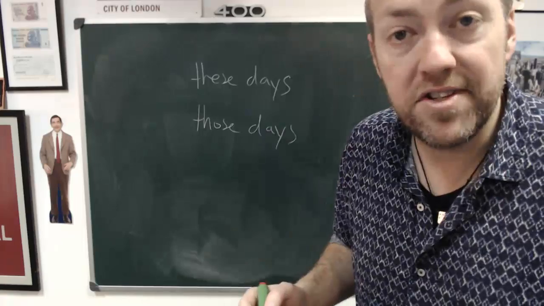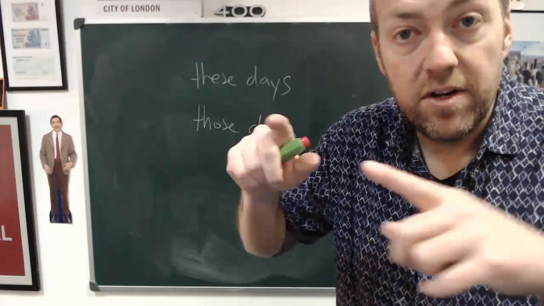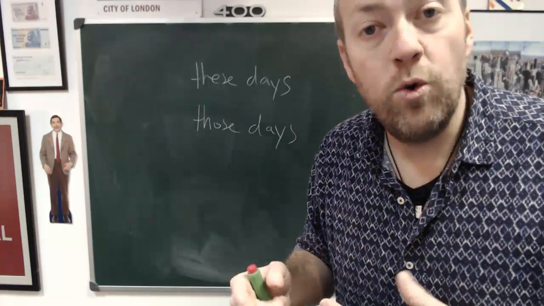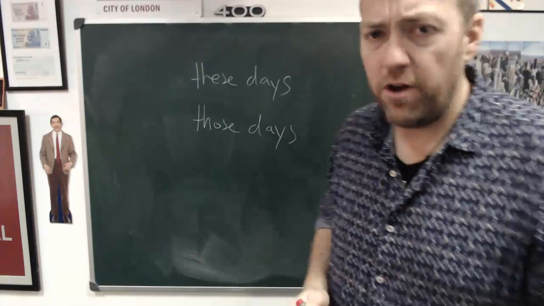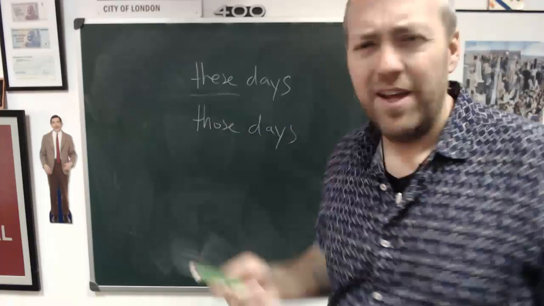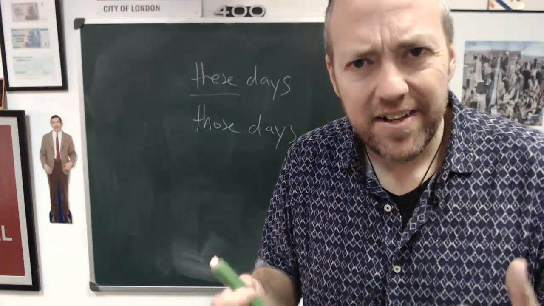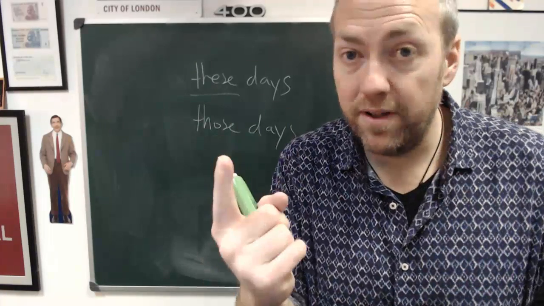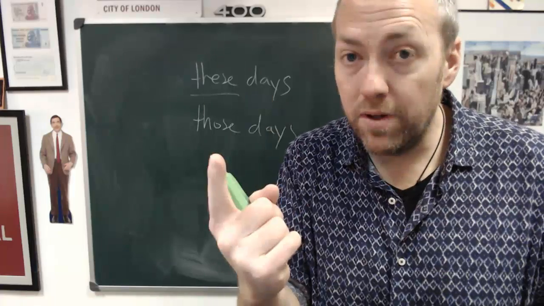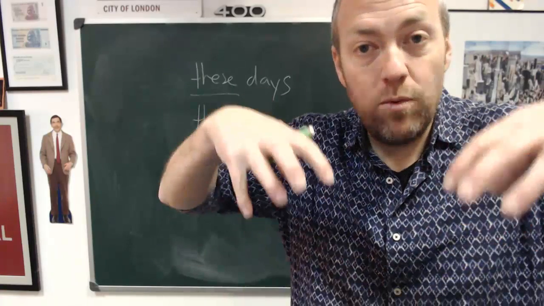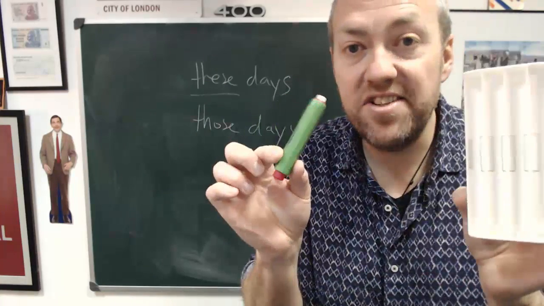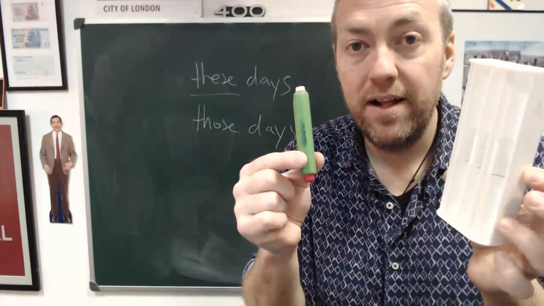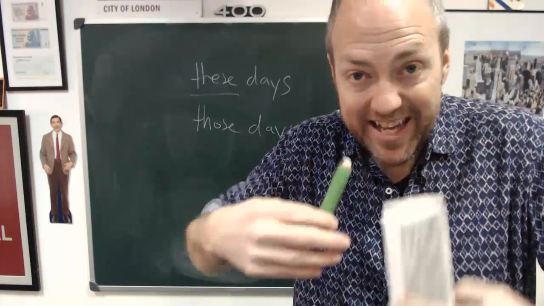Is it correct to say these days or those days when you are talking in the present? Okay. So, what is these? These is plural. It's plural and it means something which is here. So, for example, these objects, plural, and I have them, they are here.